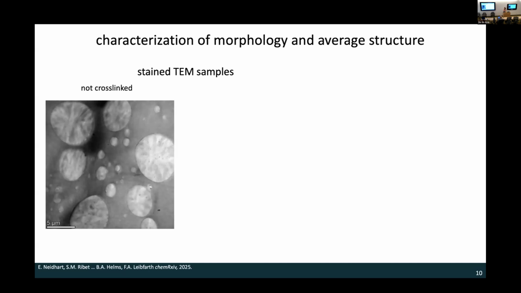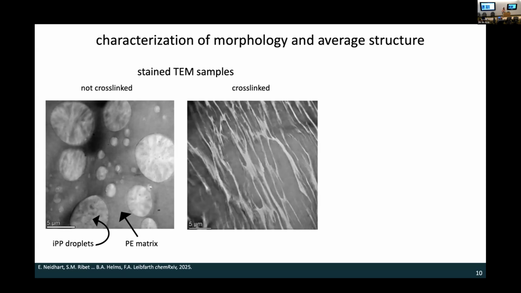So what we do conventionally is something called stained TEM, and you can compare here between the polypropylene and the polyethylene, and just like I said, these materials phase segregate. If you compare this to the crosslink case now, you see a very different type of morphology, but this doesn't really quantitatively tell you what's going on.